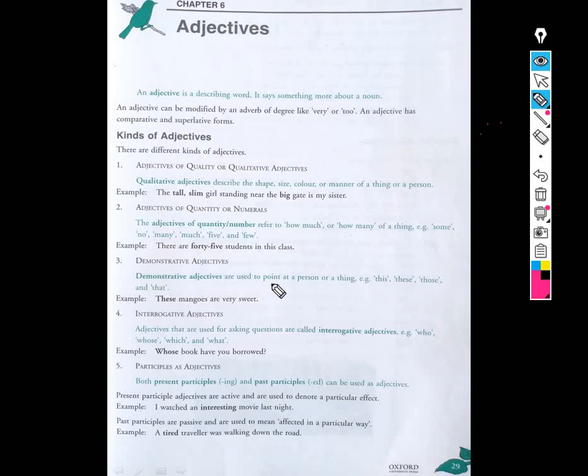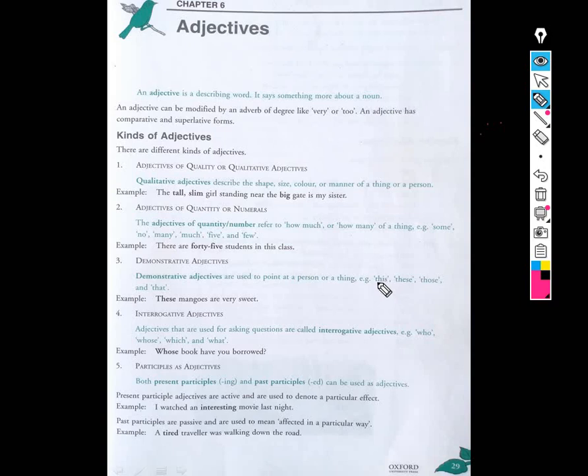Number 3, demonstrative adjectives. Demonstrative adjectives are used to point at a person or a thing. Point at, इशारा करना, to indicate a person or a thing. इशारे वाले भी, इनको कहा जाता है. These are this and these. These is the plural form of this.